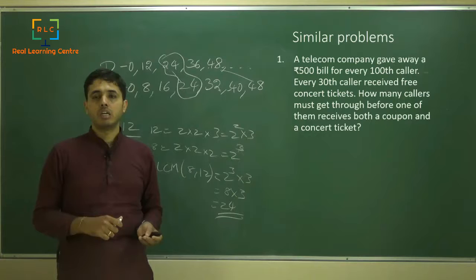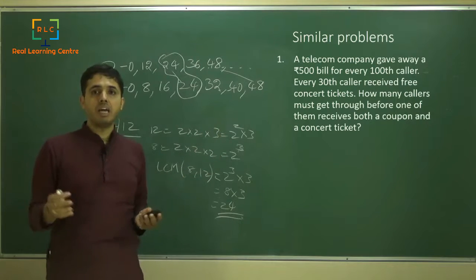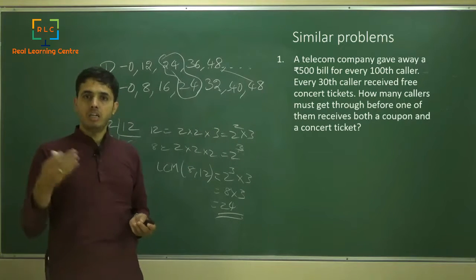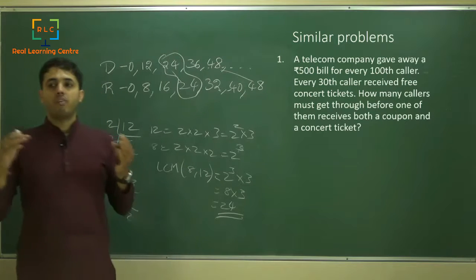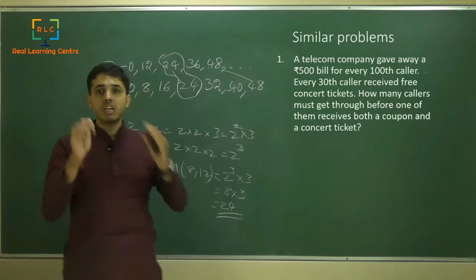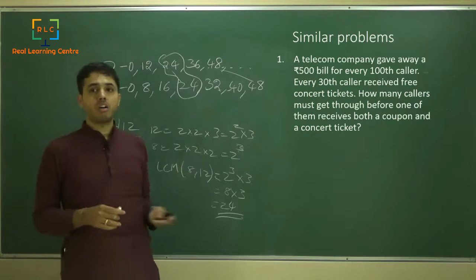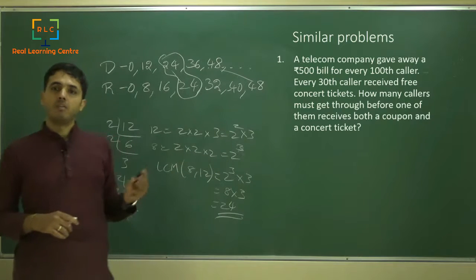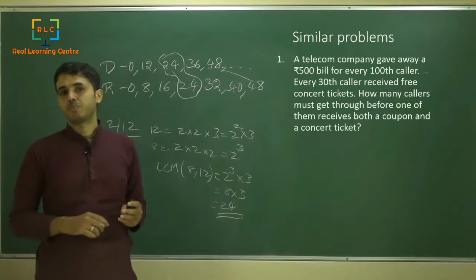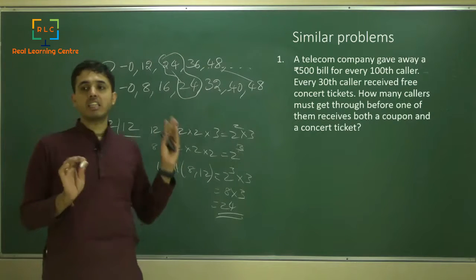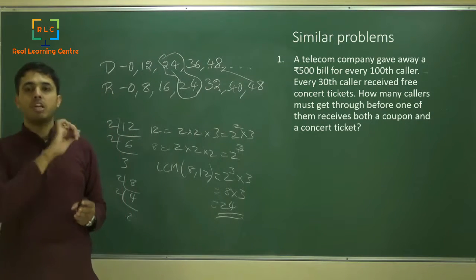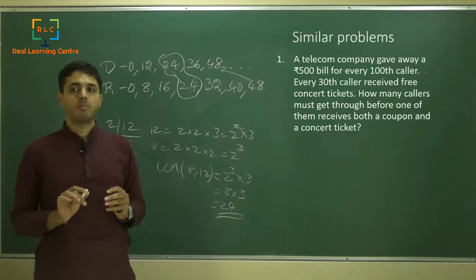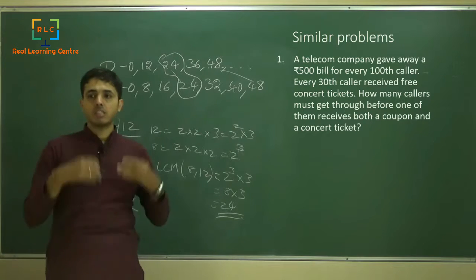So what is the offer? It wants to give away a rupees 500 gift coupon. We have termed it as bill. It is nothing but a gift coupon. So the 100th caller would get a rupees 500 gift coupon, and every 30th caller will receive a free movie ticket. So every 100th caller will get a gift coupon of 500 rupees, and every 30th caller will get a movie ticket. Okay, how many callers must get through?